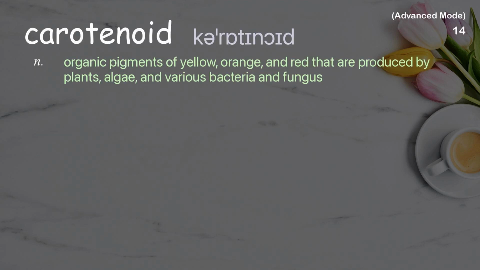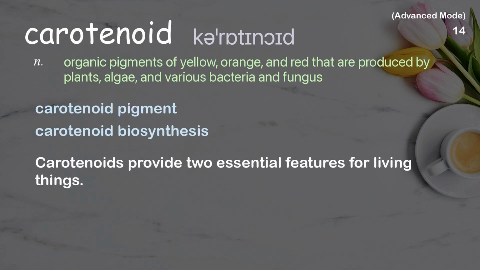Carotenoid. Organic pigments of yellow, orange, and red that are produced by plants, algae, and various bacteria and fungi. Examples: Carotenoid pigment. Carotenoid biosynthesis. Carotenoids provide two essential features for living things.